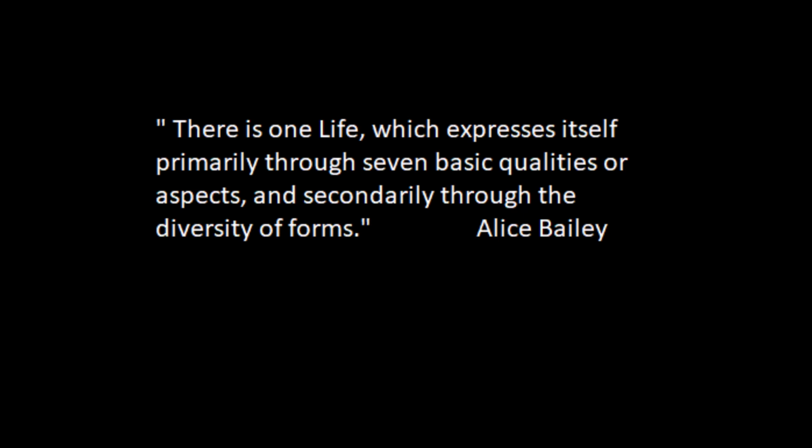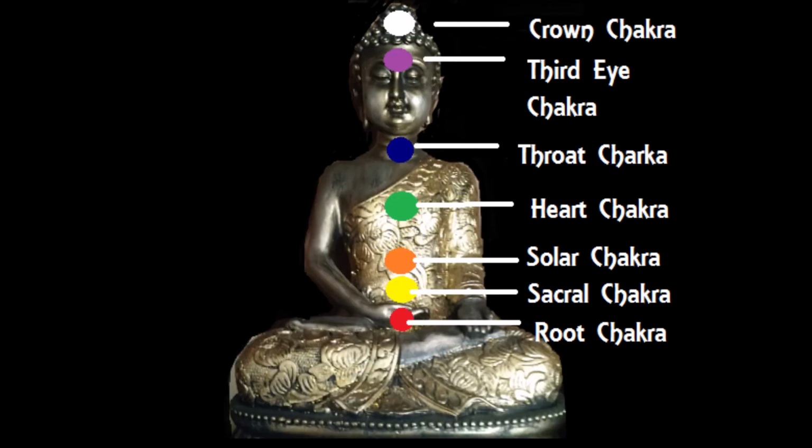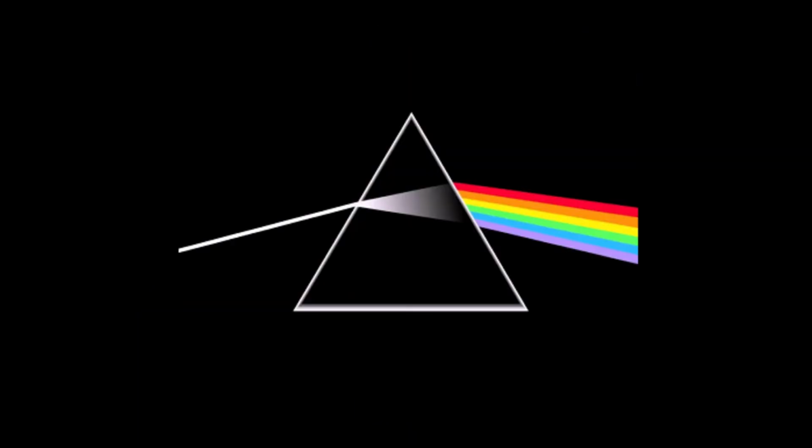There is one life, which expresses itself primarily through 7 basic qualities or aspects, and secondarily through the diversity of forms. These are the 7 lamps of fire burning before the throne of God in Revelation 4:5, and the 7 spirits of God referred to in Revelation 5:6. These rays correspond to our chakras, as we are made in the pattern of the divine, and to the 7 planets in our solar system, that was also created based on the pattern of the divine. Any pantheon of 7 gods originally represented these 7 rays, but humanity became confused and started worshipping these rays instead of the one creator.